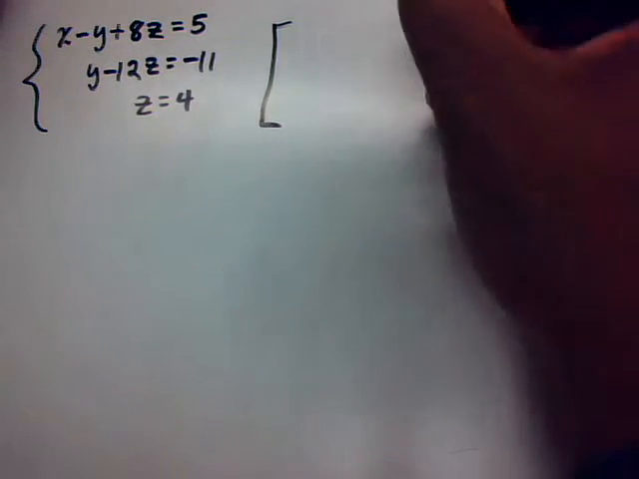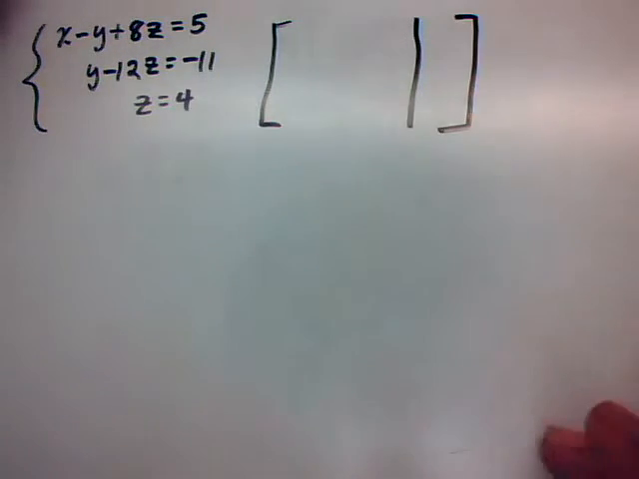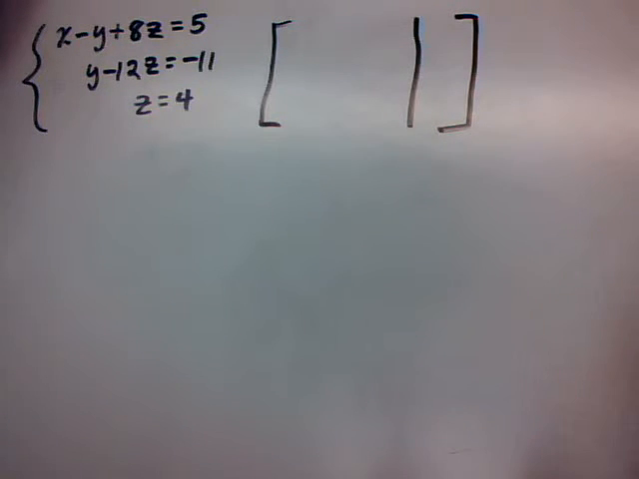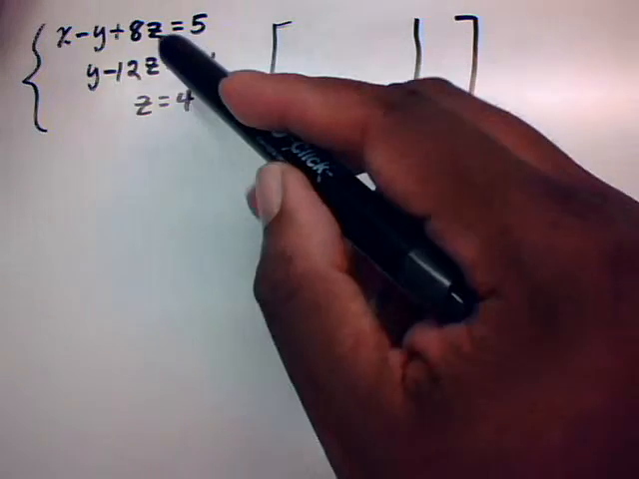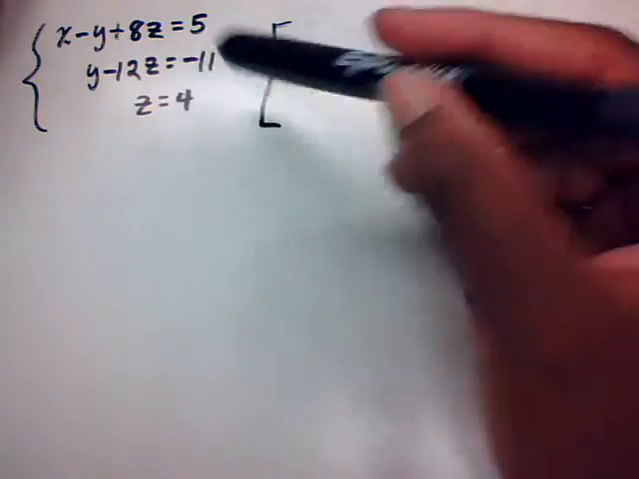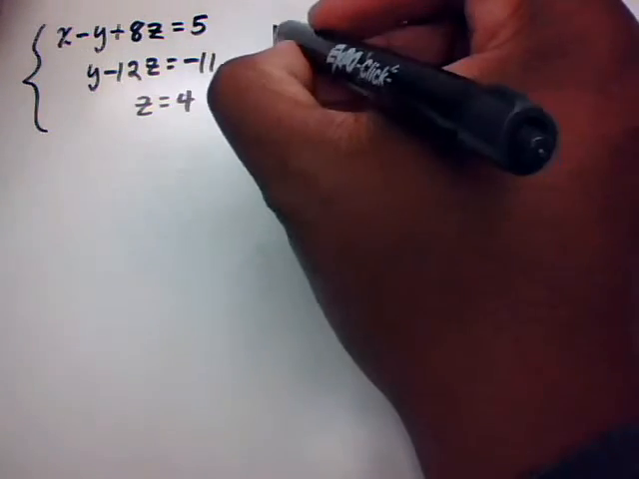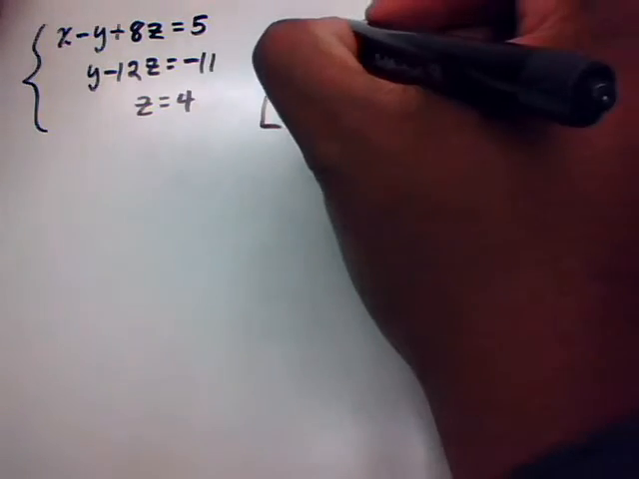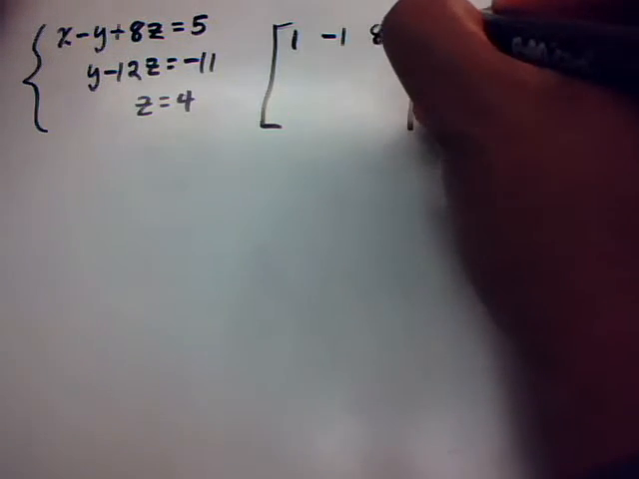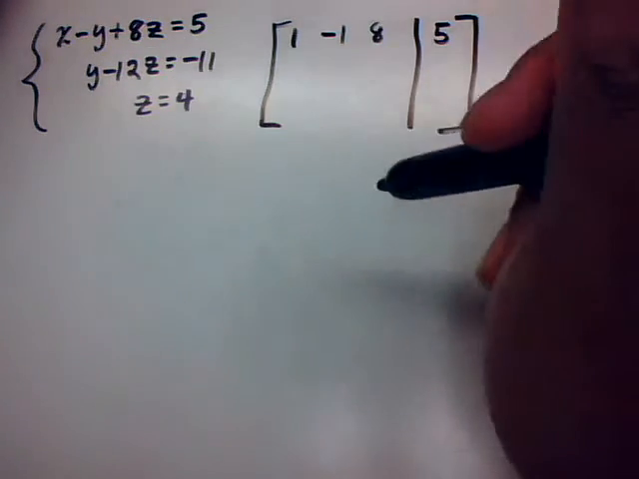Just write down our brackets, then our vertical bar will separate our coefficients of the variables x, y, and z from our constants. The first one, x minus y plus 8z is equal to 5. We can write that as 1, negative 1, 8, and 5. That first one was quite easy.